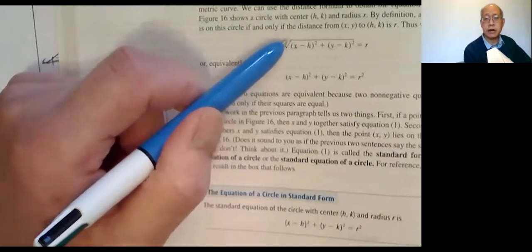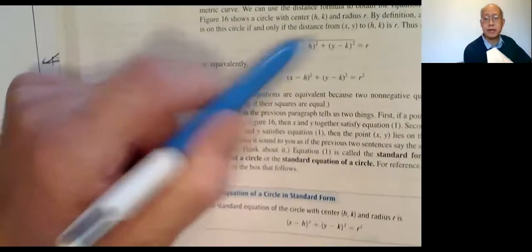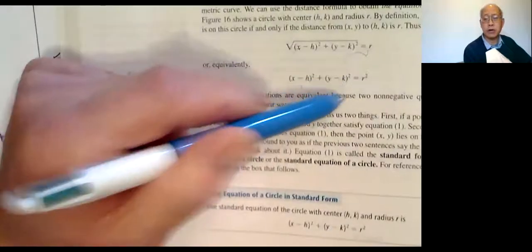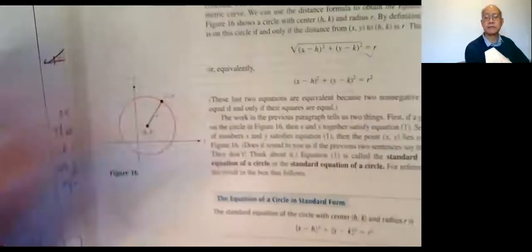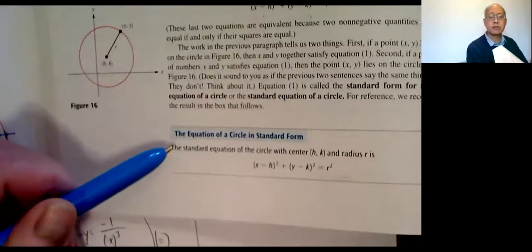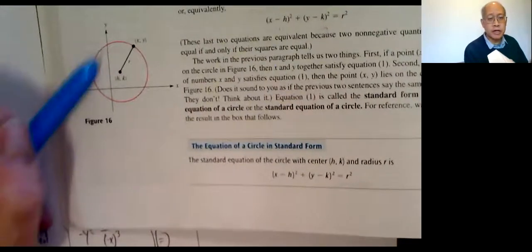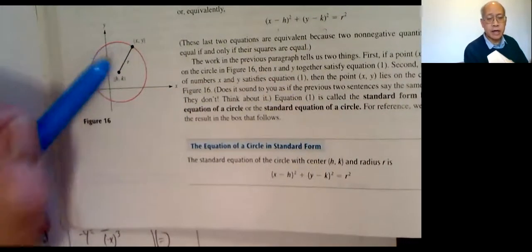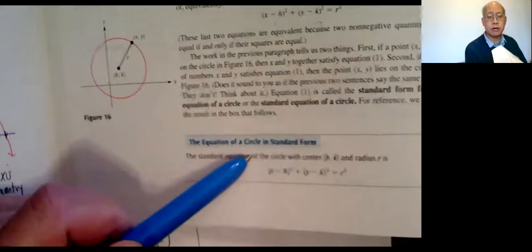Square both sides, right? So if I square this, that big square root is gone. That becomes R squared. So now the equation looks like this. So bottom line, this is what we have. Okay, now, if you understood nothing about what I said here, that's okay. I do want you to know this, the result.